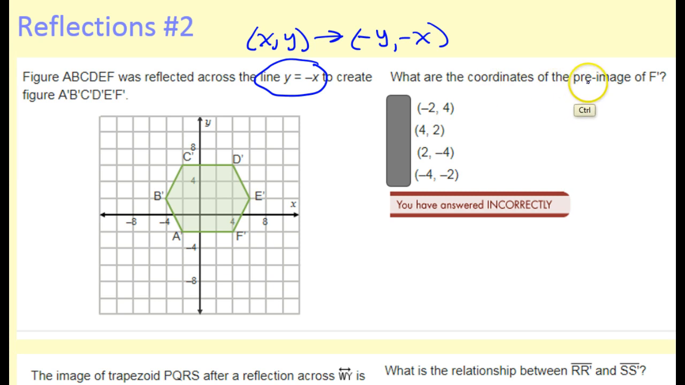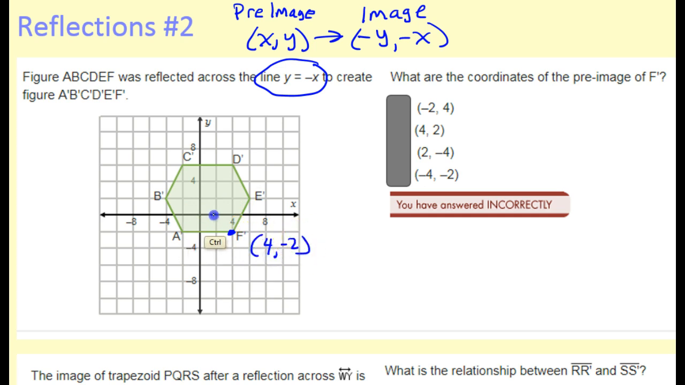Okay, we want the pre-image of point f prime. F prime is right here. Okay, so this is the pre-image, and this is the image, right? Before, after. So we know that the image, f prime, is the point 4, -2.